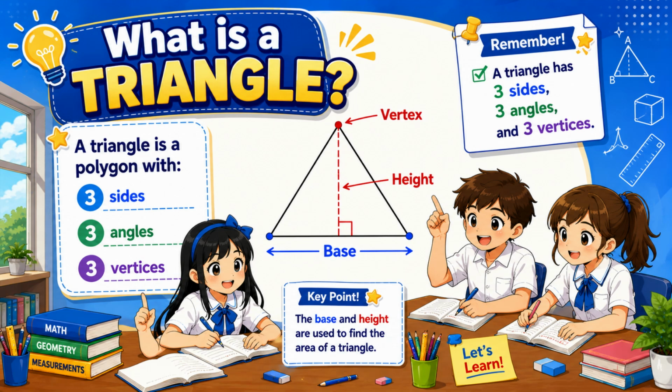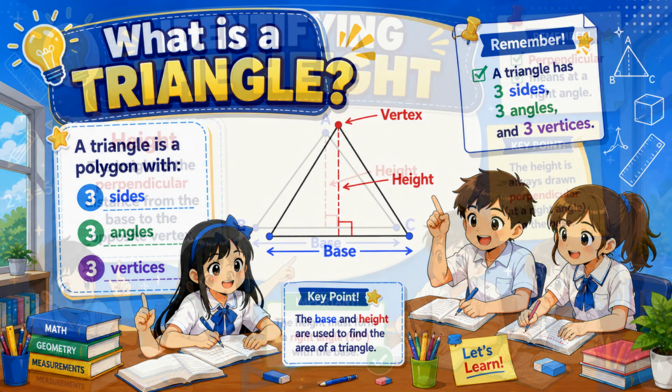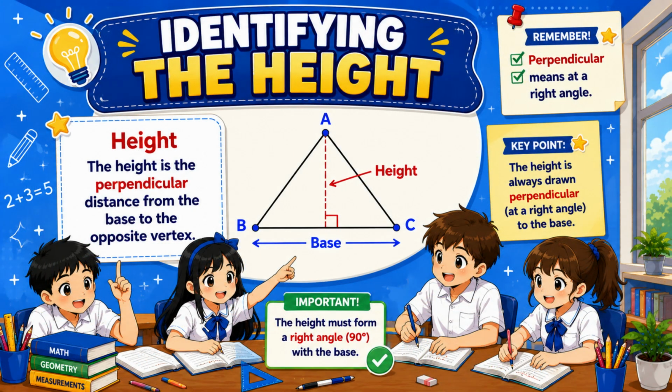Every triangle has 3 sides, 3 angles, and 3 vertices. To find its area, we only need the base and the height. The height is not always one of the triangle's sides. It is the shortest distance from the base to the opposite vertex, forming a right angle.